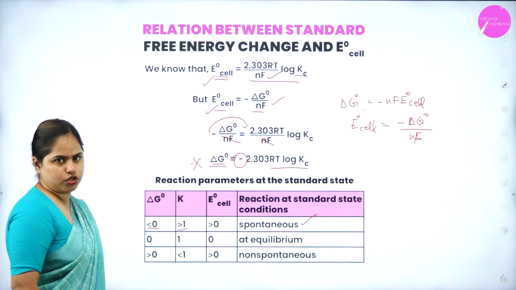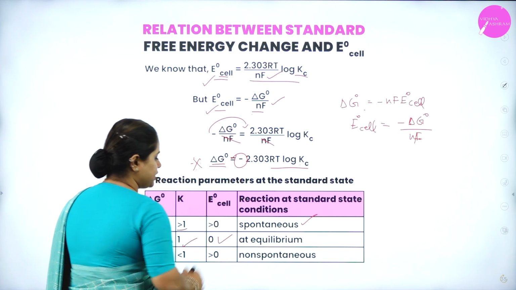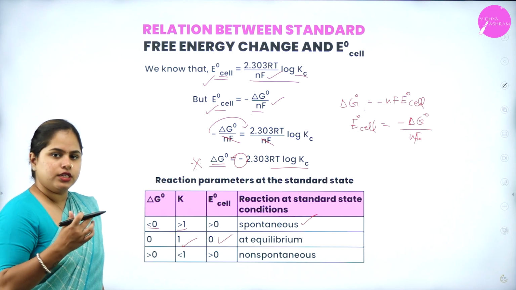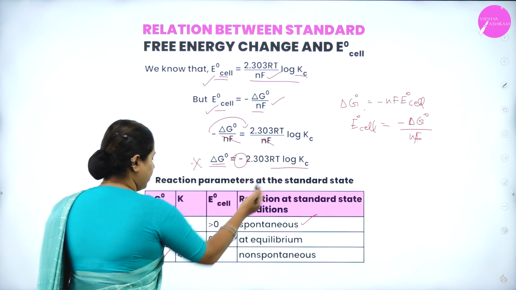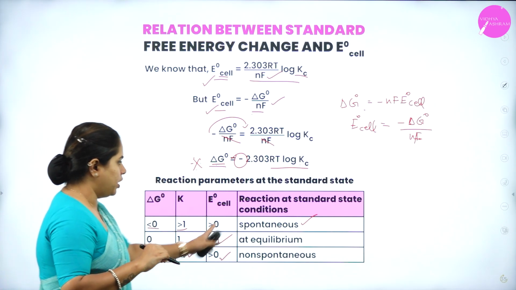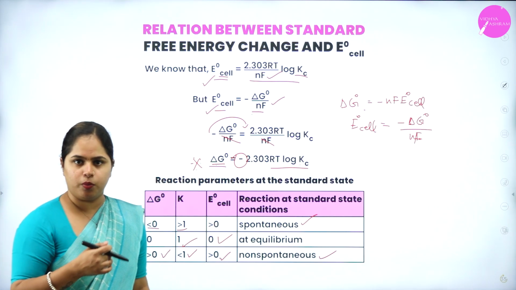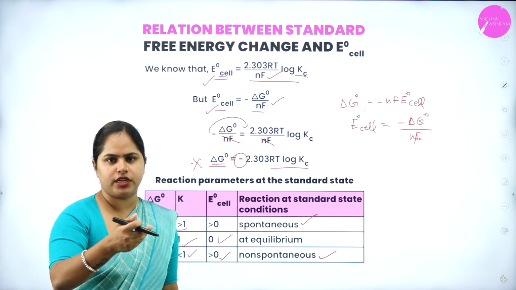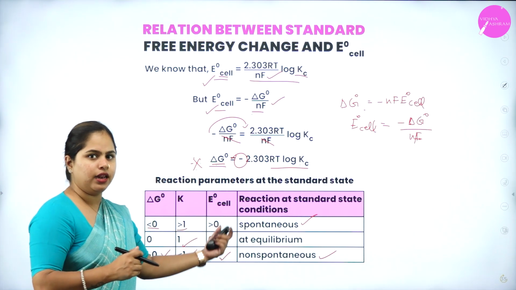Now if delta G naught is equal to 0, then Kc value will be 1, and E naught cell will be 0 at equilibrium. We already know that at equilibrium Kc value will be equal to 1, right? So it is at equilibrium condition. Now the next one is, if delta G naught is greater than 0, then your Kc value will be less than 1, and E naught cell will be less than 0. Now the reaction will be non-spontaneous. That means it will not happen on its own. The reaction will not take place. I hope it is clear. This part you might be already familiar with. When delta G naught is less than 0, the reaction is spontaneous. We have studied this last year. So this is how it can be related to K, the equilibrium constant, as well as E naught cell.